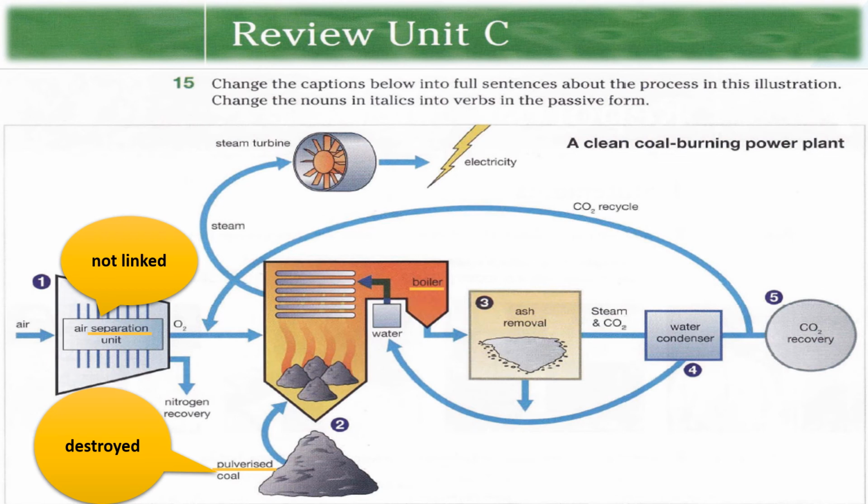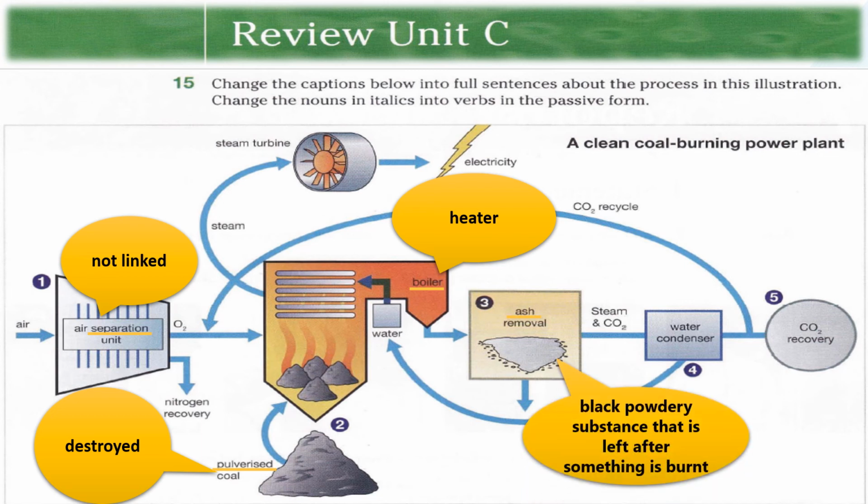Then we have the word boiler, which is like a heater. It boils water or heats water. Next, we have ash, a black powdery substance that is left after something is burnt. It can be black or gray sometimes. Then we have the word condenser, which is a device that cools gases into liquids.